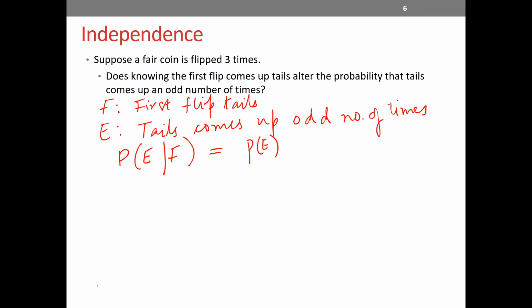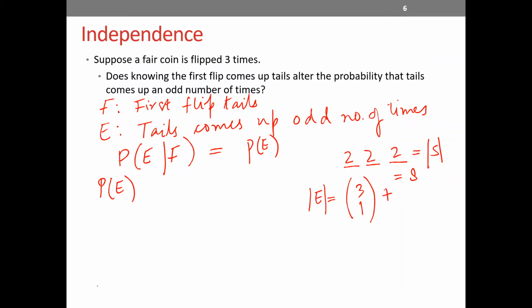So let's determine that. Let's first determine the probability of E. What are all the possible cases of a coin flipped three times? This is my sample space. Each flip can take two values, so the total sample space is 2 to the 3, which is 8. Now I'm interested in the event E, which means tails comes up either one time or three times. So this is 3 choose 1 plus 3 choose 3, which is equal to 4. So the probability of E is 4 over 8, which is 1 over 2.